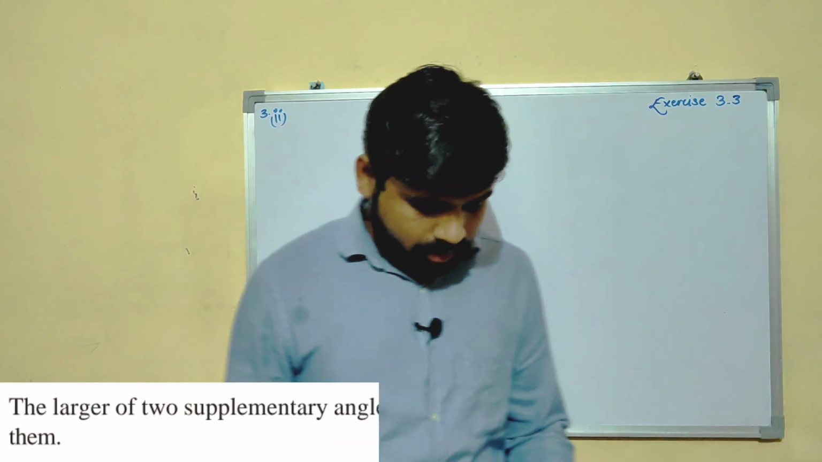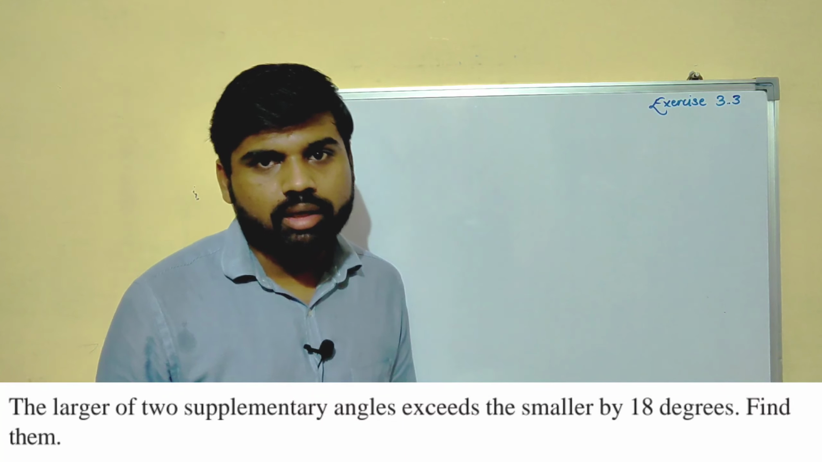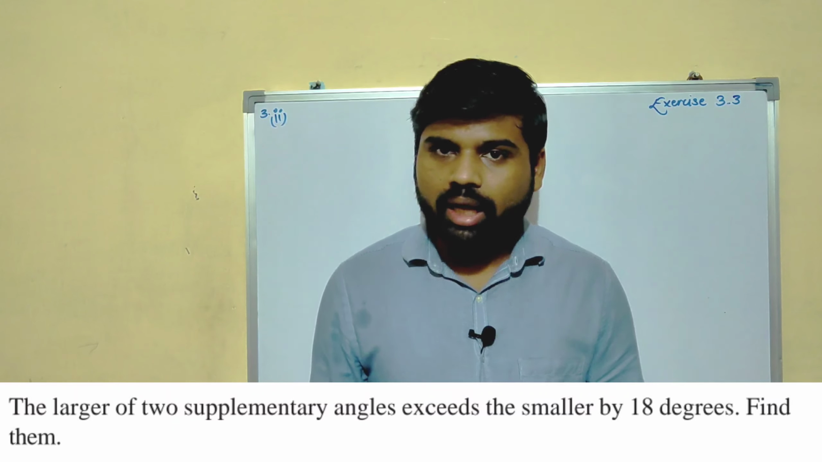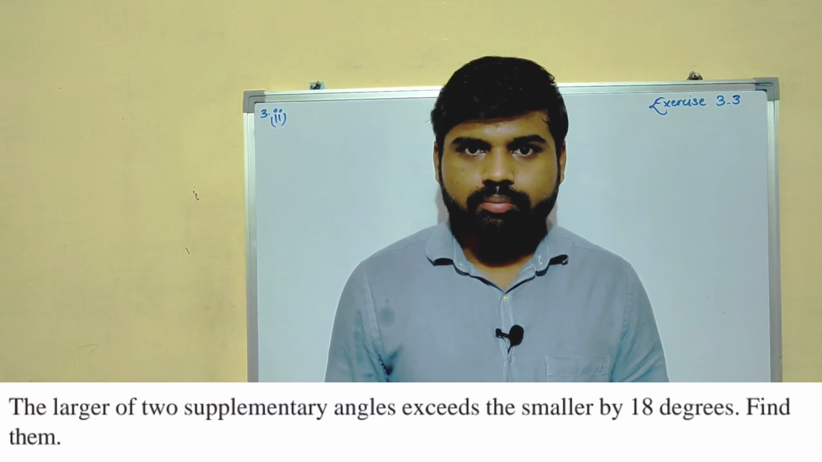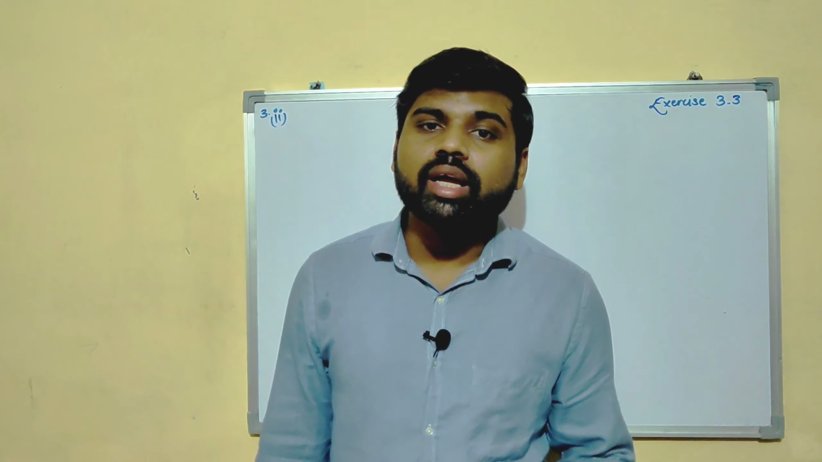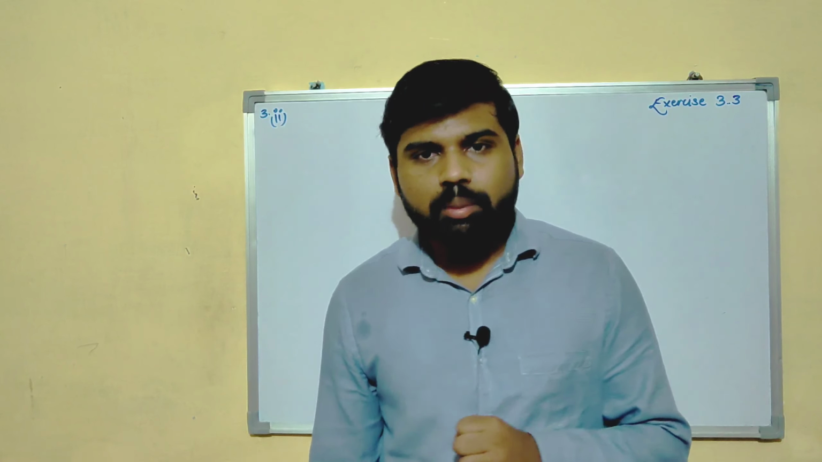The second part of the question says the larger of two supplementary angles exceeds the smaller angle by 18 degrees. Find them. Now this is a question based upon angles. First of all, tell me what are supplementary angles. Do you know it? Yes. If the sum of two angles is 180 degrees, those angles are known as supplementary angles.